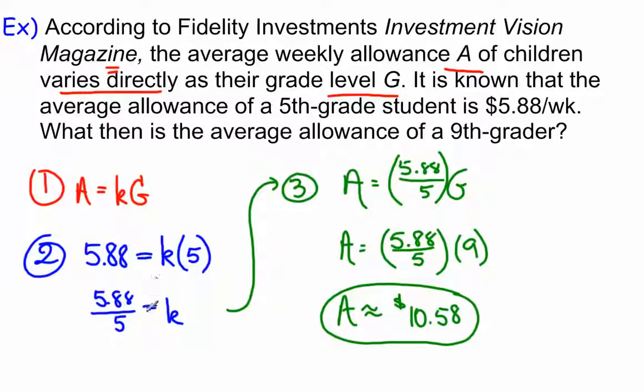Now here I didn't even bother getting a simplified number. I can use 5.88 over 5. It's an in-between step. It's not my final answer. I don't have to worry about it looking pretty. So I'm going to take that and plug that in so I know that A is equal to this 5.88 divided by 5 times whatever G is. Third step, answer the question. What is the average allowance of a ninth grader? So they're telling me the G. I plug that in, just like that, 5.88 divided by 5 times 9, and I come up with 10.58.